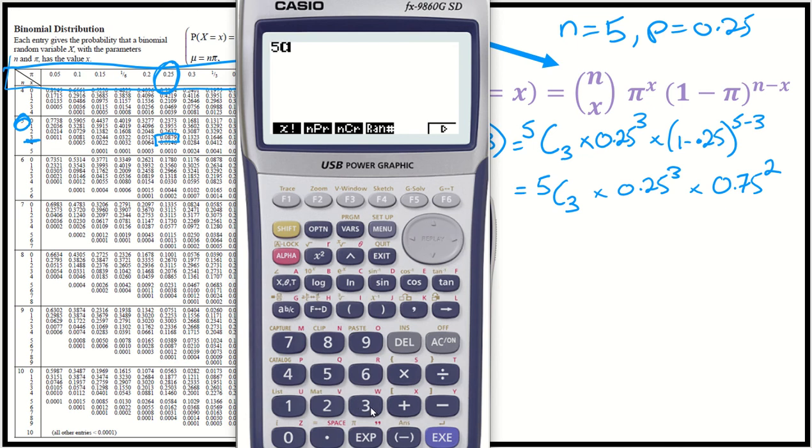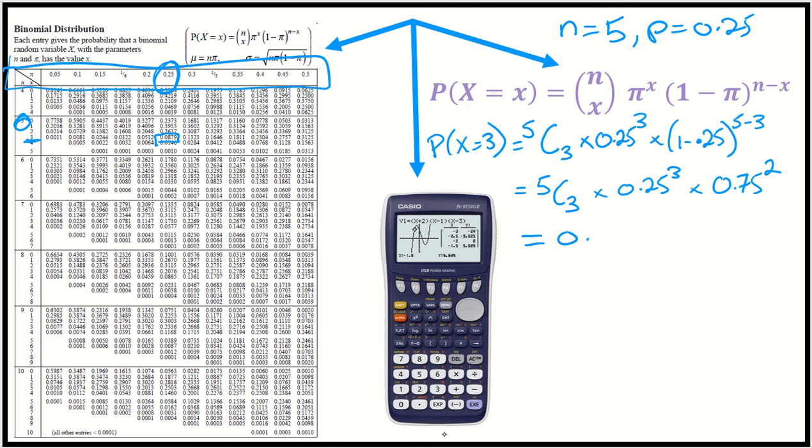So 5 choose 3, and then I need to multiply that by 0.25 to the power of 3 times 0.75 to the power of 2. And that will go ahead and calculate that as 0.0879. 0.0879, the same as we found on the tables.